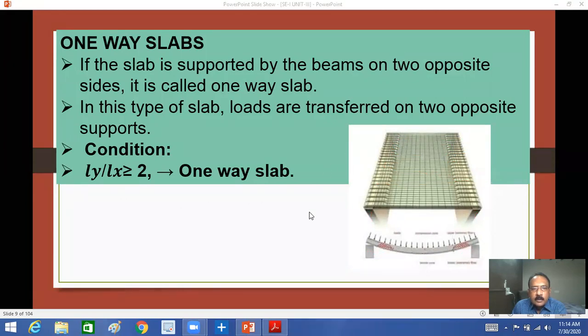And the condition, you must remember: this is Ly by Lx, that is longer span by shorter span, is equal to or greater than 2. This is a one-way slab. In this way, you have to provide main reinforcement.